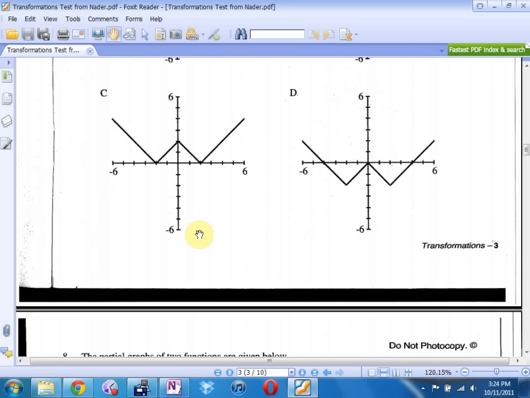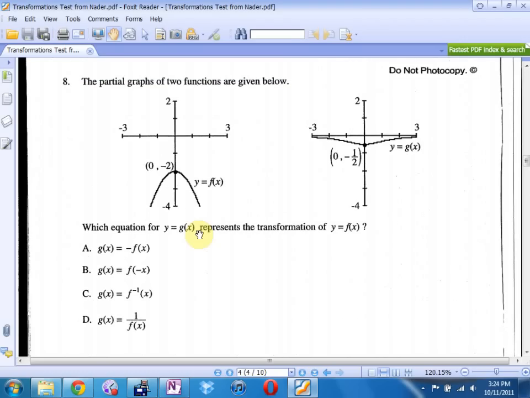Whoop. Number 8. The partial graphs of two functions are given below. There's f of x, the original, and there's g of x, the new one. And I notice, look, they gave me a point. 0 comma negative 2 became 0 comma negative a half. What do you think's going on here looking at the graph and looking how that point was affected? See, I think reciprocal, right? A negative 2 became a negative a half. I think they just flipped it.